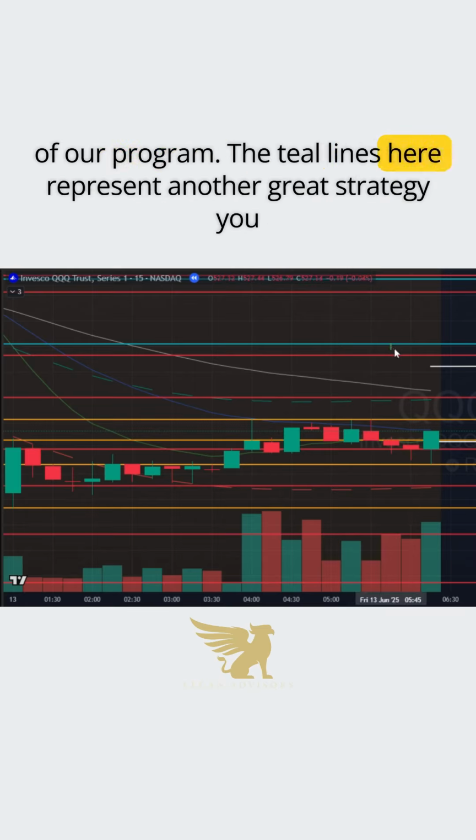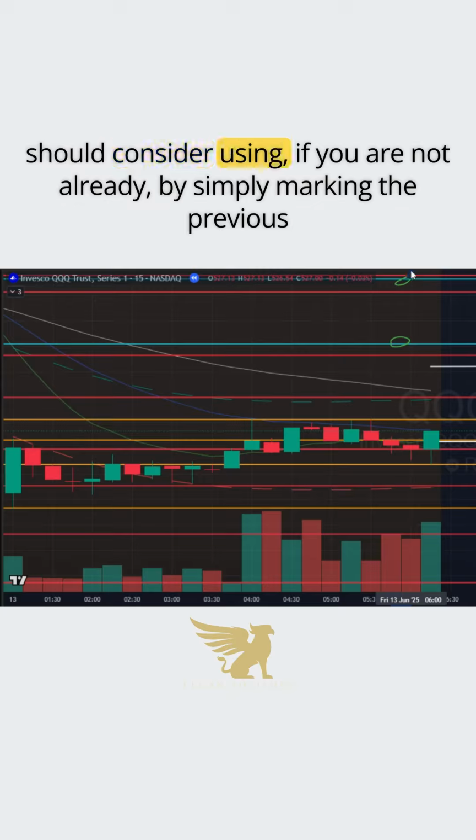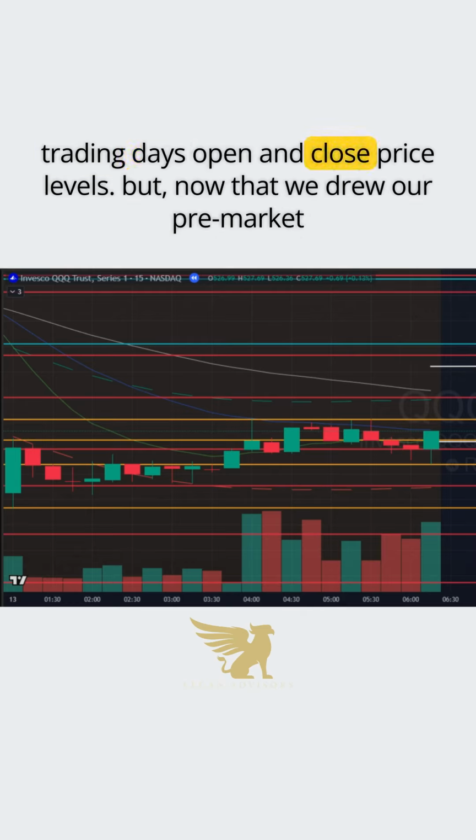The teal lines here represent another great strategy you should consider using, if you are not already, by simply marking the previous trading day's open and close price levels.